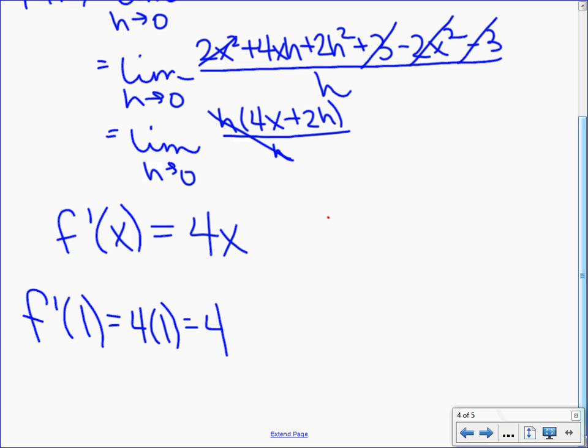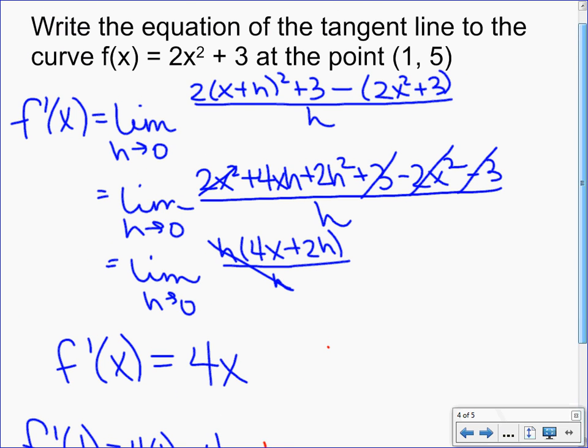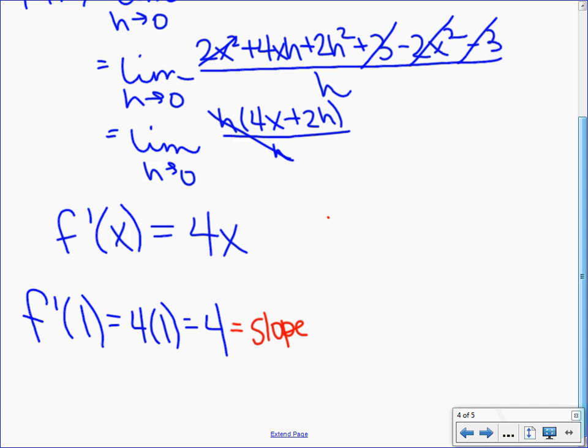This gives us slope, and we have a point. How about point slope form? Sure, you could do that if you wanted to. Point slope: y minus y1 equals slope times x minus x1. Or we could just leave it like that. I can't remember what the book asks.